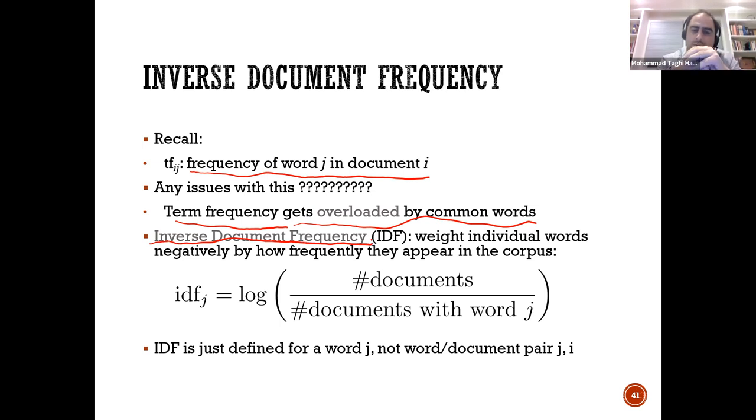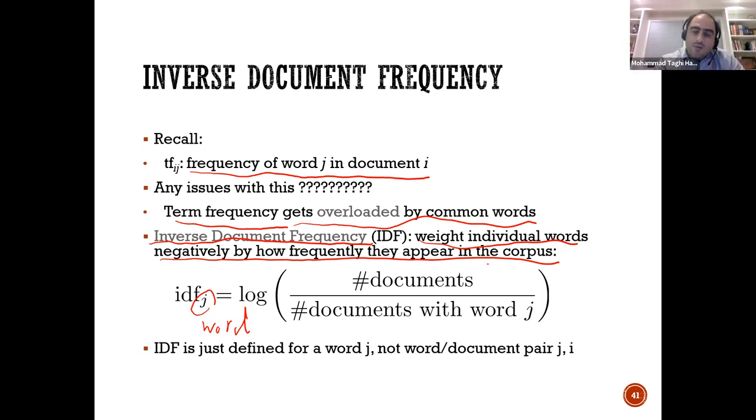What is the inverse document frequency? It is the weight of individual words. We have a weight of the individual words which are negatively affected by how frequently they appear in a corpus. So that is not just a document, it is about the whole corpus. So what is that? DF_j, j is just a word. So there is no document here. You have a word in a whole corpus, several documents. How do we compute it?